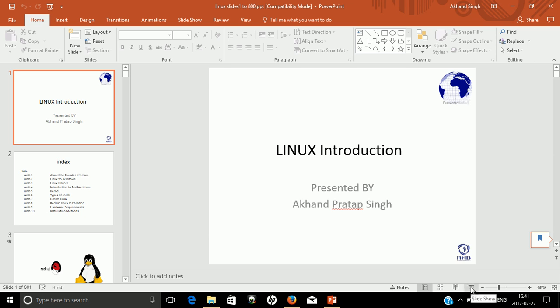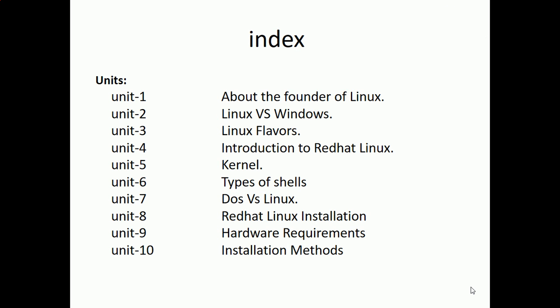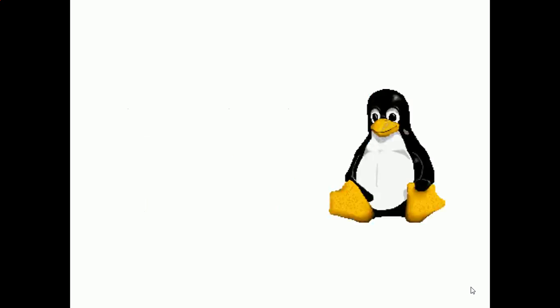There are various kinds of platforms or operating systems available in the market. The first ones are Windows, Linux, Macintosh. You can use any kind of operating system. So we will discuss what is Linux.